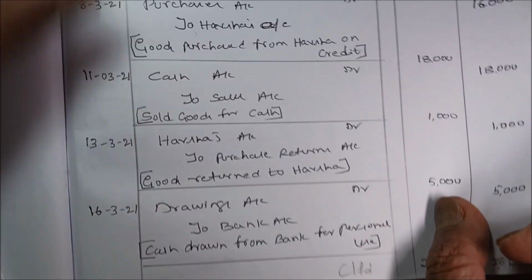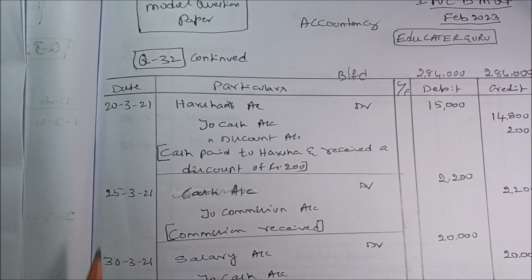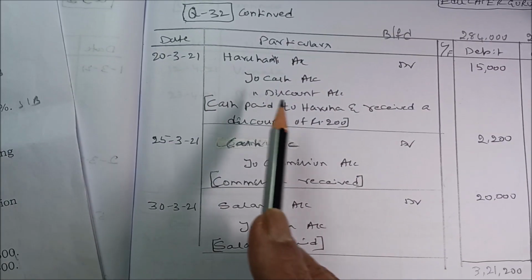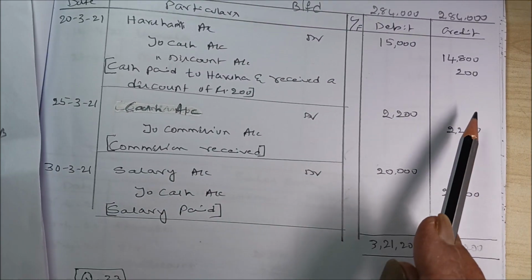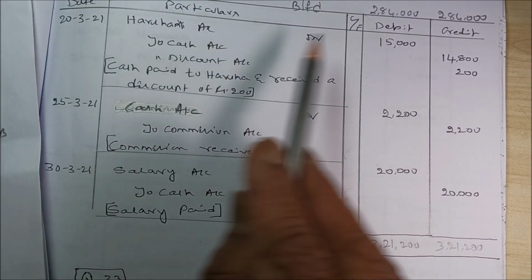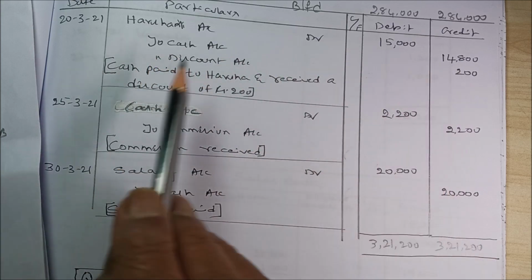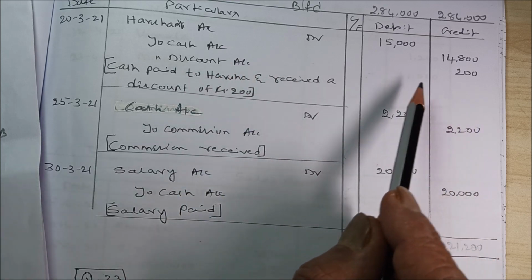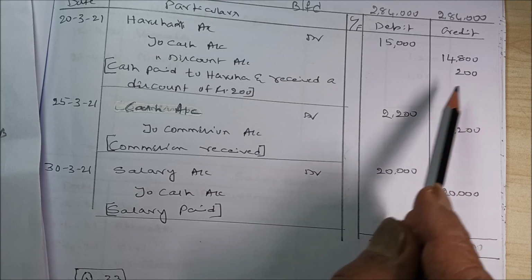Next, cash paid to Harsha rupees 14,800 and received a discount of rupees how much actually? 200. So Harsha's account debtor 15,000 to cash account 14,800 to discount account 200, right, where we have received the profit, that is 200 rupees discount.